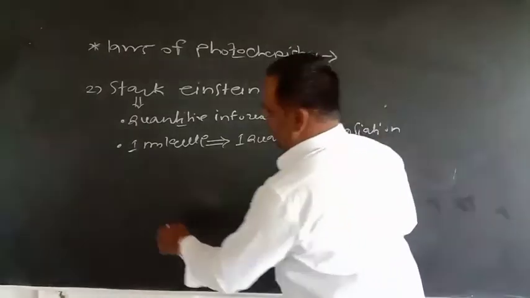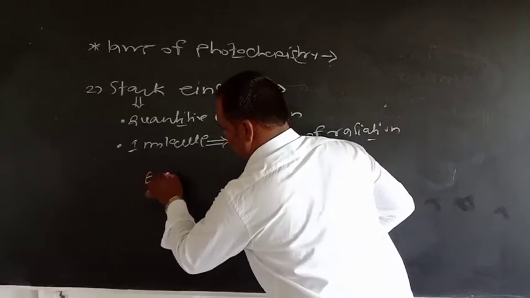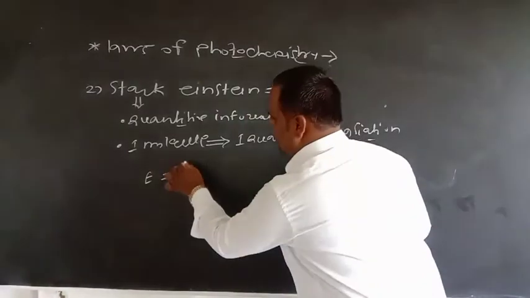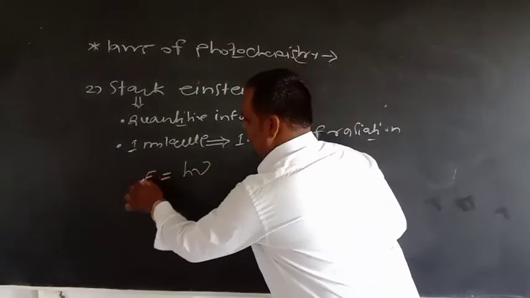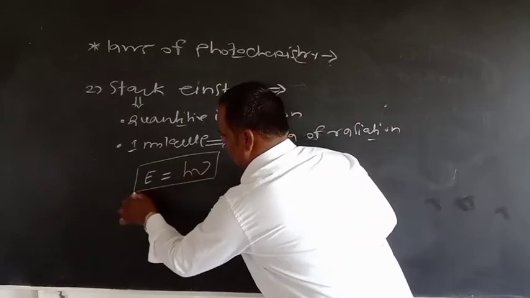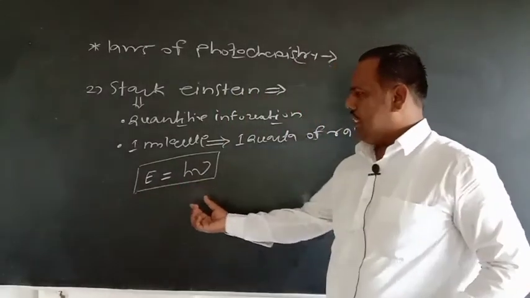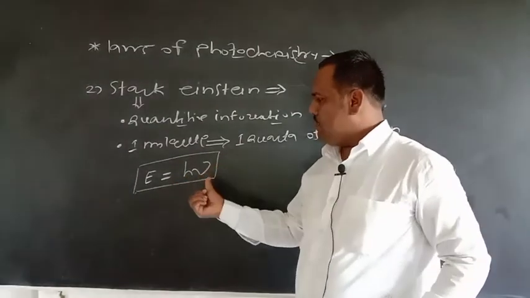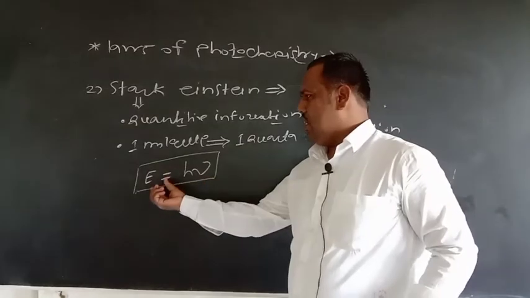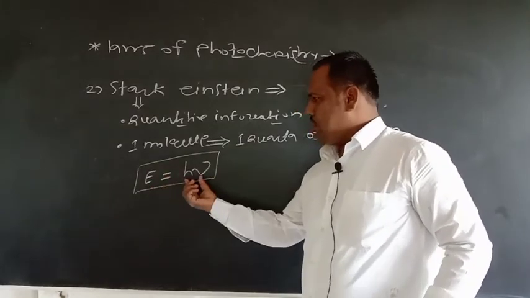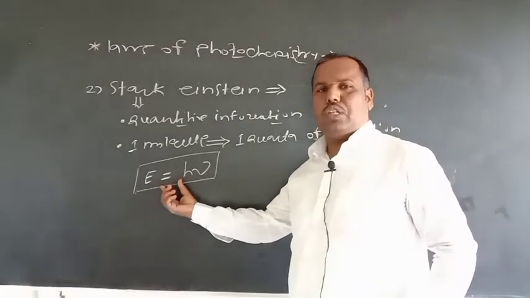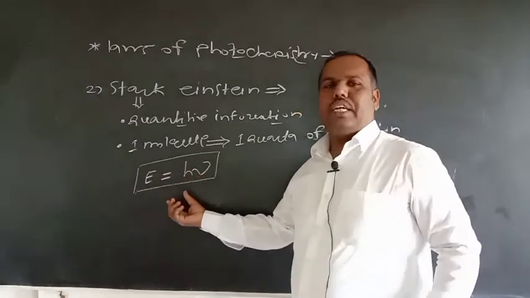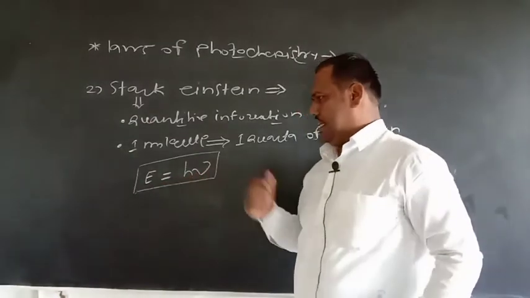If you consider 1 quanta of radiation, that is nothing but the energy equal to h mu, where h stands for Planck's constant and mu is the frequency of radiation. This is considered as 1 quanta. If 1 molecule is present, it will absorb 1 quanta of radiation, that is E equal to h mu. If 10 molecules are present, they will absorb 10 quanta.